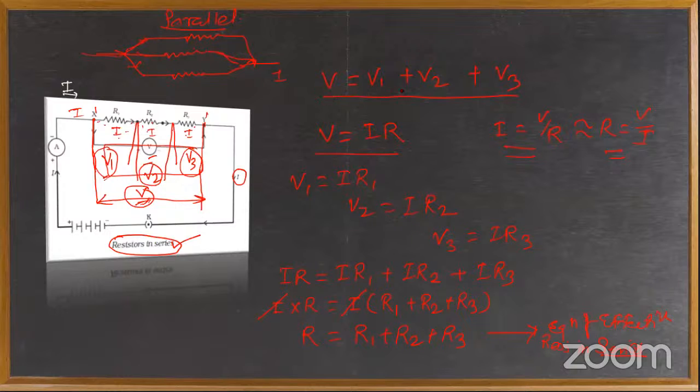V is equal to V1 plus V2 plus V3. Total voltage is equal to the voltage between R1, the voltage between R2 and the voltage between R3, which is equal to the total voltage across the series resistors. This is how we set up the total voltage in series resistors.